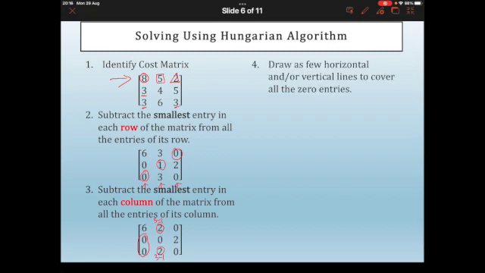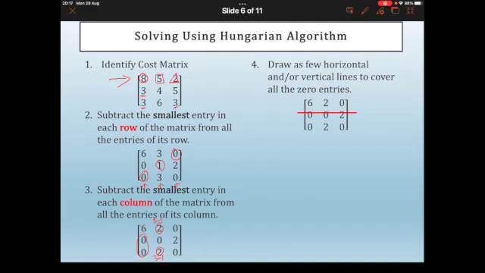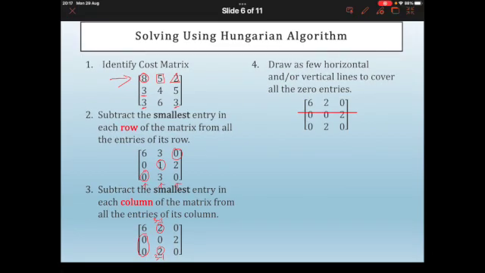Alright, next bit, we need to draw as few horizontal or vertical lines to cover all the 0 entries. Let's have a look at this. So you could possibly do that because there are 2 zeros in that row. Next line, another 2 zeros, and then finally we've got 1 zero left, which is not covered.